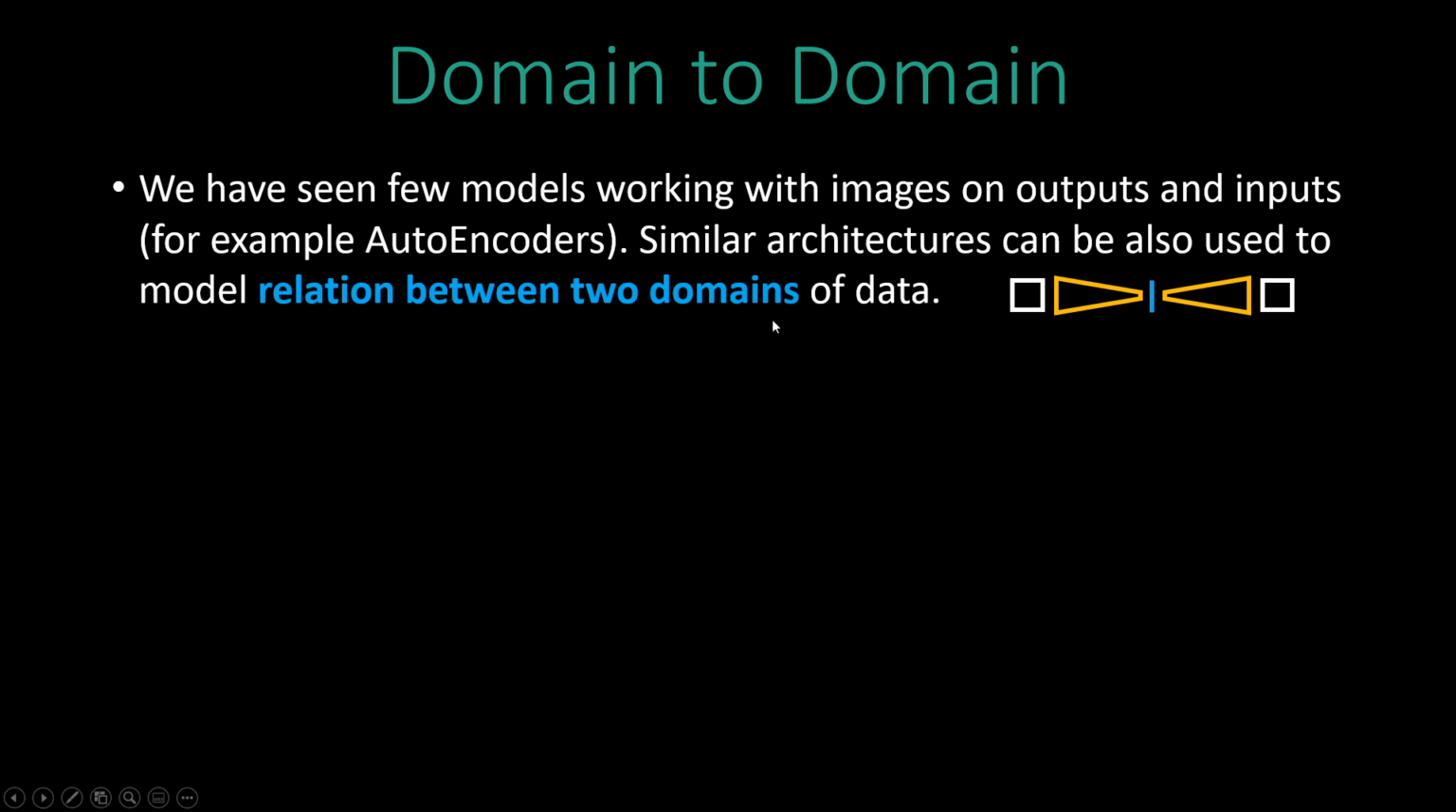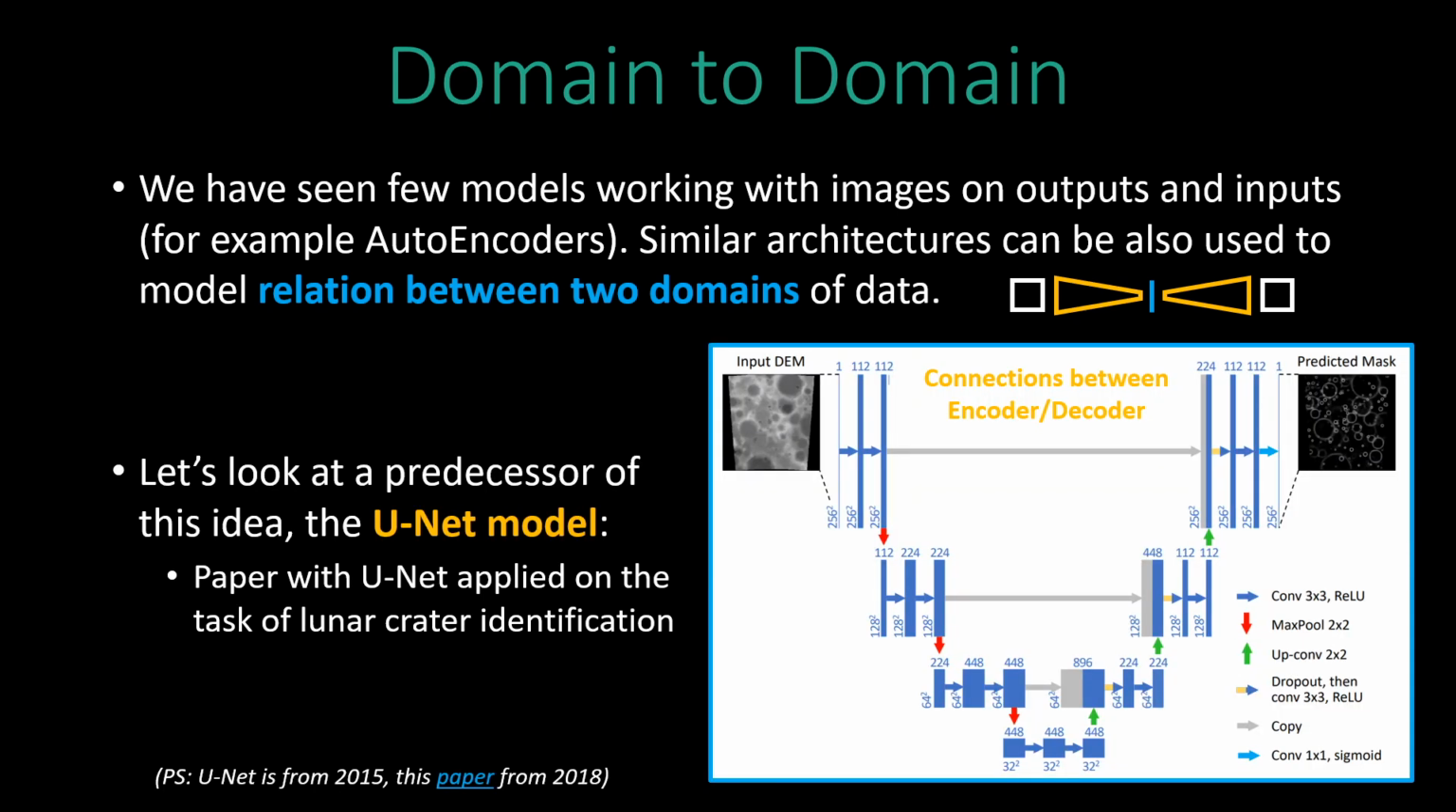So there is nothing really stopping us from adapting this architecture for images that would come from two domains of data. So imagine if you have paired images, images that you want on the input and images that you want on the output. You could use a model similar to this to learn that relation.